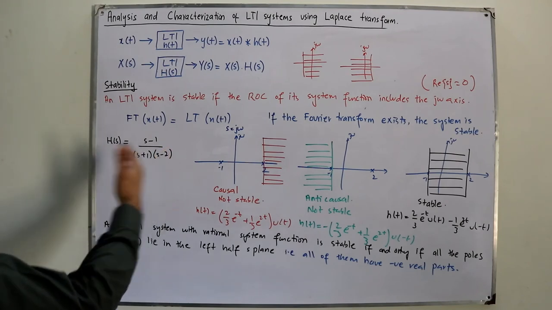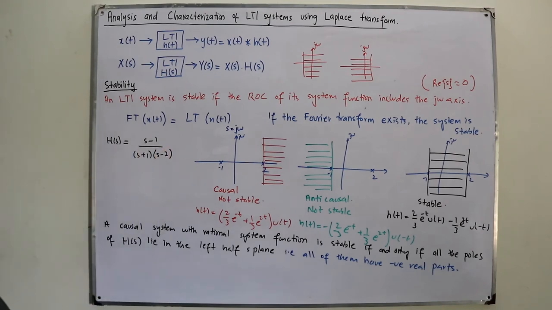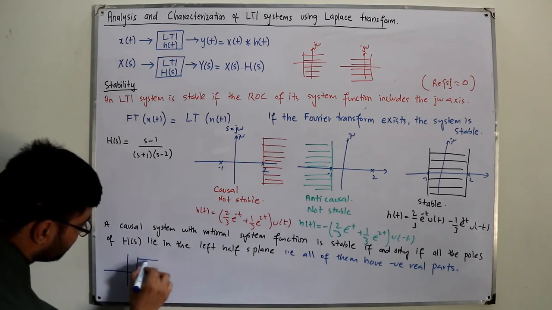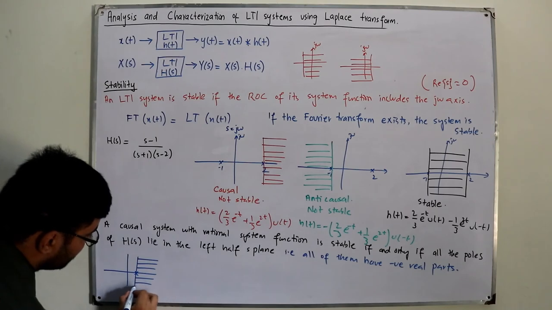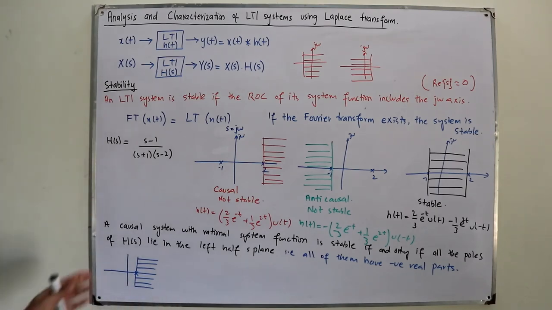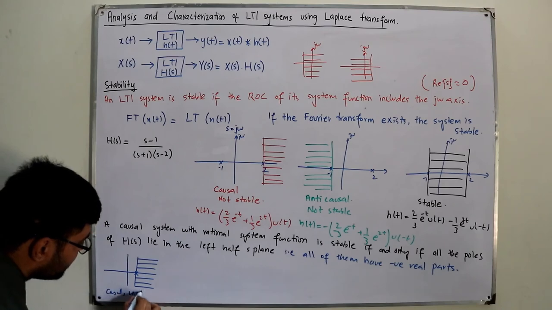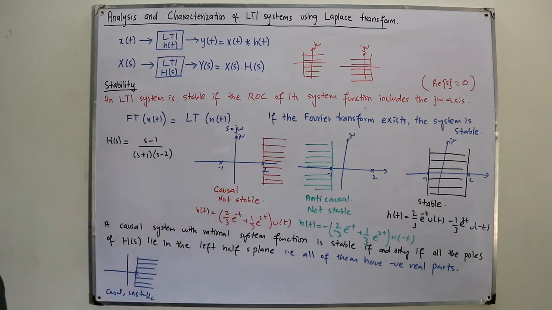I already have discussed that. Stable causal, yes? No. So let me discuss over here. If we have an ROC of something like this, have a look. It's lying in the right half plane, right of the rightmost pole. This is causal. It's not including the j omega axis, it is unstable.